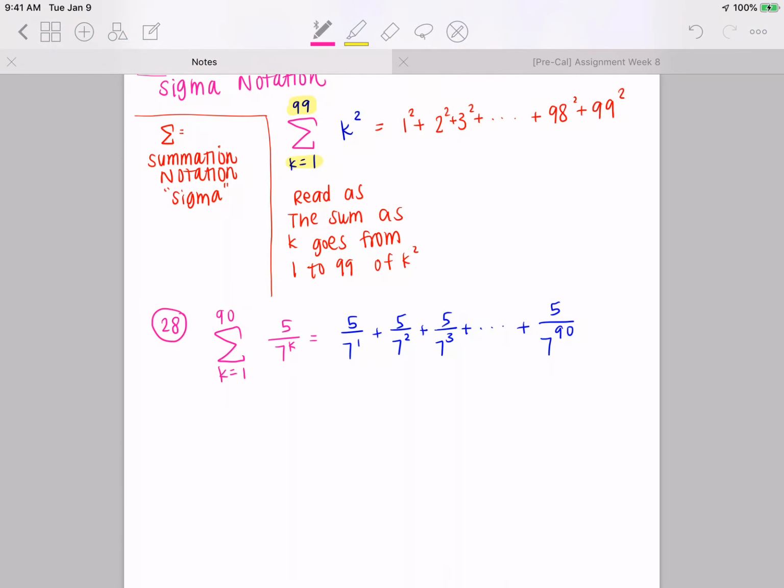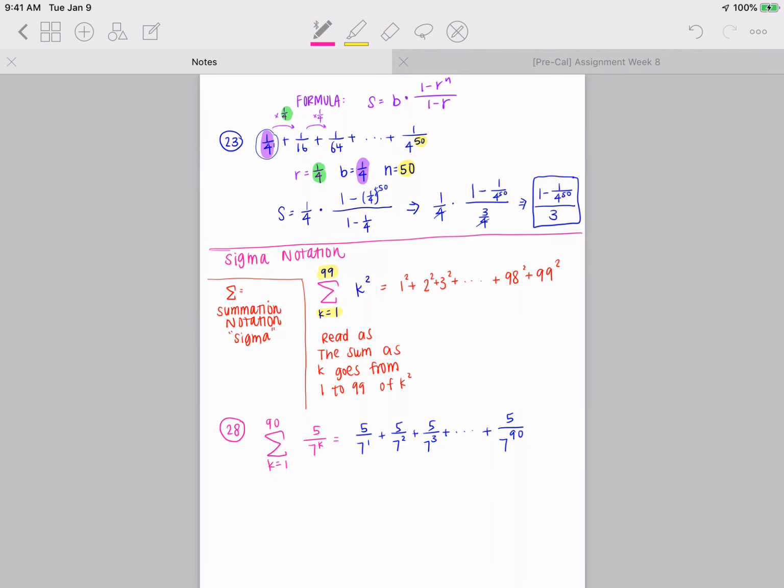Okay, and still, according to our formula up here, we have to find what b is, r is, and n is. b is our first number, which is 5 over 7. And r, how do I go from one number to the next? The top doesn't change at all, and over the bottom we keep multiplying by 7, so it's 1 over 7. So right here, r equals 1 over 7. And from 1 to 90, how many numbers are there? We have 90 numbers.